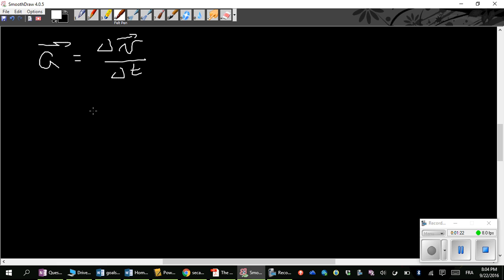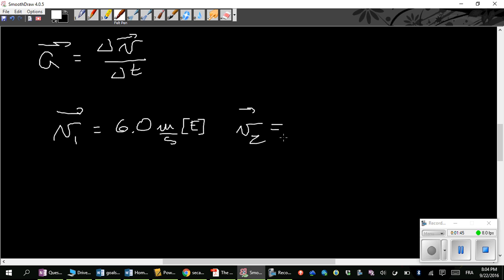So looking at what we have here, the initial velocity, so v1, is 6 meters per second east, and v2 is 7.3 meters per second, but now that one is west.